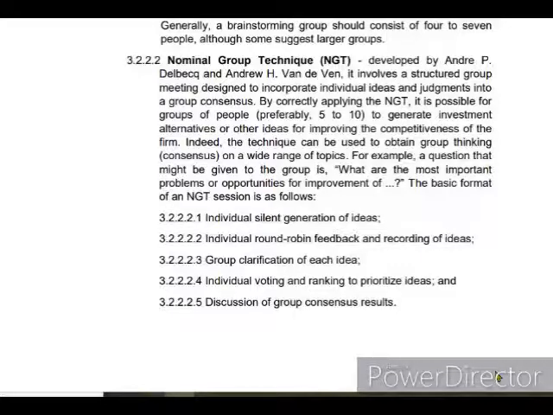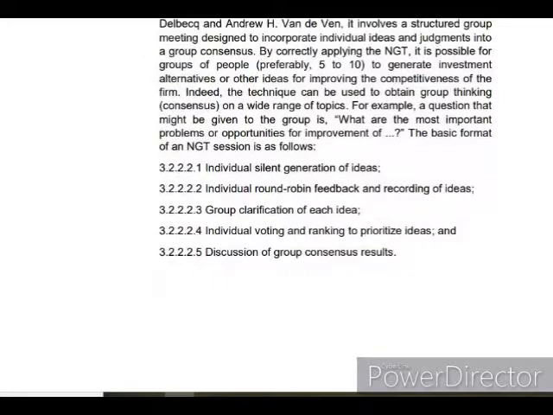So the basic format of an NGT session is as follows. So first, an individual silent generation of ideas. So each member will be writing or speaking out all the ideas they have in mind. Next, individual round robin feedback and recording of ideas. Of course, you will let your team members give feedback with regard to your ideas. Okay, so group clarification of each idea.